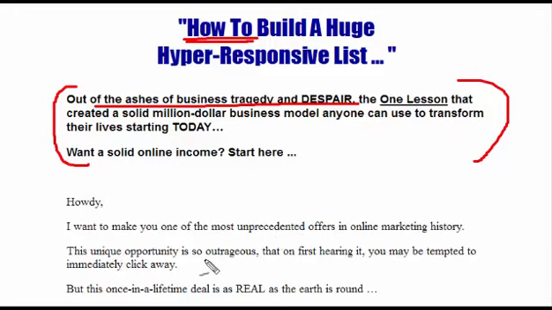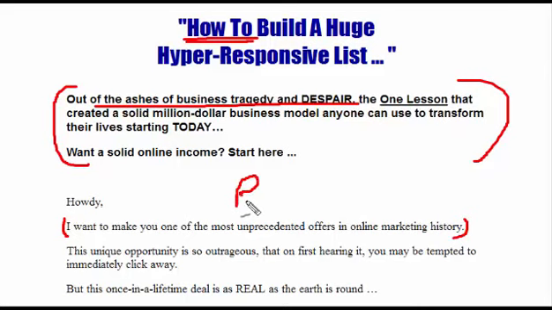Okay, so we go here. "Howdy. I want to make you one of the most unprecedented offers in online marketing history. This unique opportunity is so outrageous that on first hearing it, you may be tempted to immediately click away." Now, I started this sales letter by making a promise, by offering a promise.